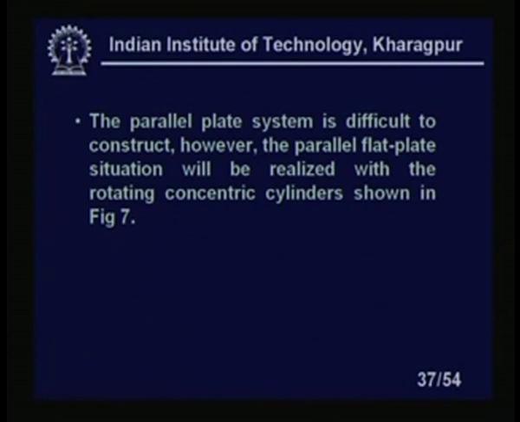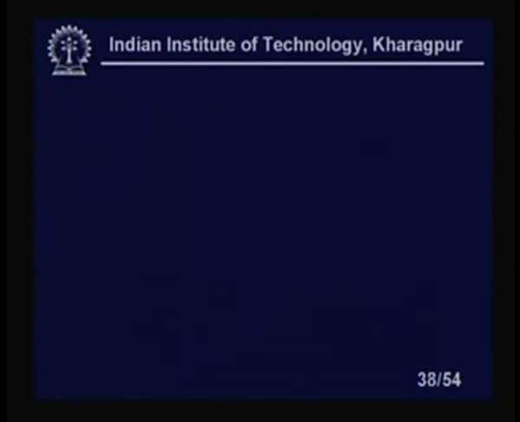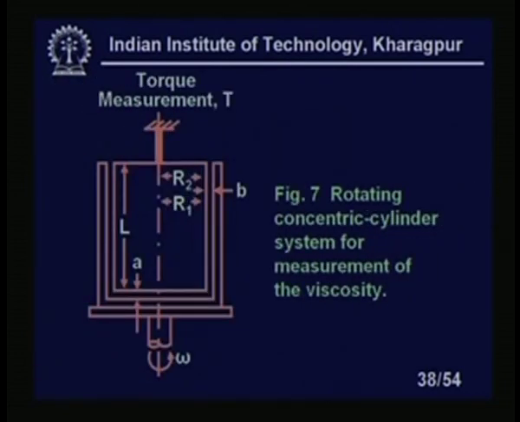The parallel flat plate situation can be realized with rotating concentric cylinders as shown in the figure. The inner cylinder is stationary and attached to the torque measuring device, while the outer cylinder is driven by a motor at a constant angular velocity omega. You see the inner cylinder is stationary and the outer cylinder with a shaft is connected to the motor, rotating at a constant angular velocity omega. The torque on this shaft will be measured.